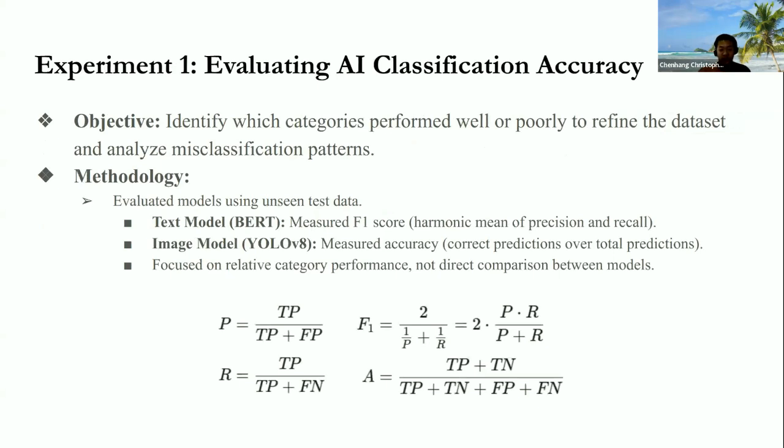We did two experiments to evaluate certain aspects of our system. The first experiment focused on evaluating the AI model performance to determine which categories performed well and which struggled. We tested both models on unseen data using the F1 score for text and accuracy for images. The F1 score is the harmonic mean of the precision and the recall, meaning a high F1 score indicates low false positives and low false negatives. Accuracy measures how often the image model correctly classified content. Since we're only comparing the category performance within each model, we can use different scales for each model.